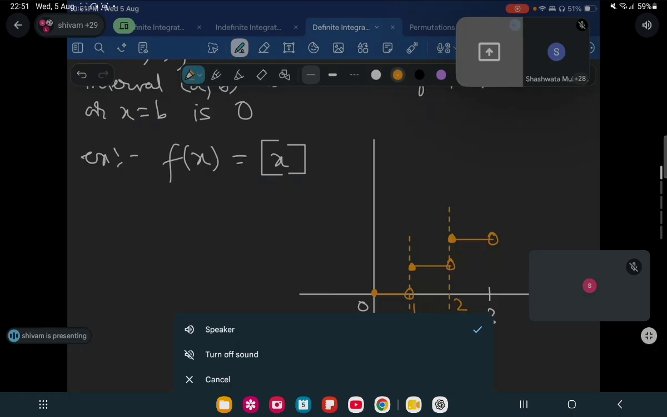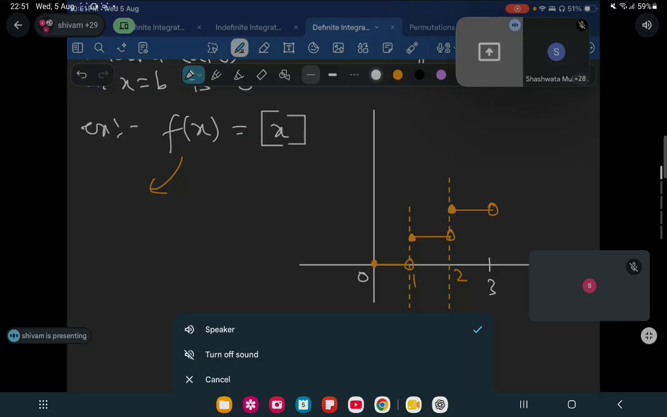Okay. Now see how we can break the interval. We have to break it from 0 to 1, then 1 to 2, then 2 to 3. Area is equal to integral from 0 to 1. Between 0 to 1, what is the function f of x equal to? Tell me everyone. 0, 0 dx, plus integral from 1 to 2. From 1 to 2, what is f of x? 1, dx. And from 2 to 3, 2 dx.